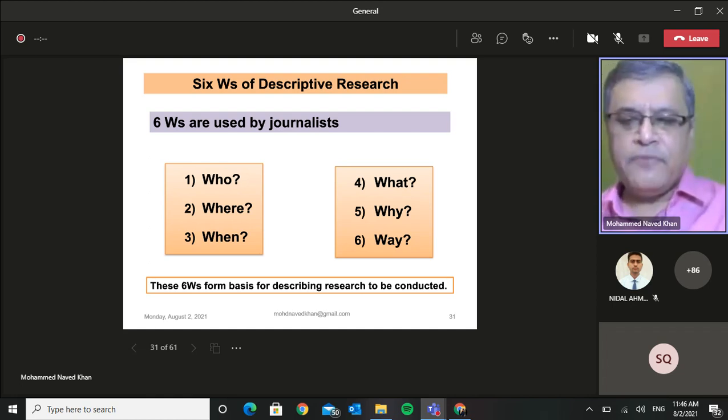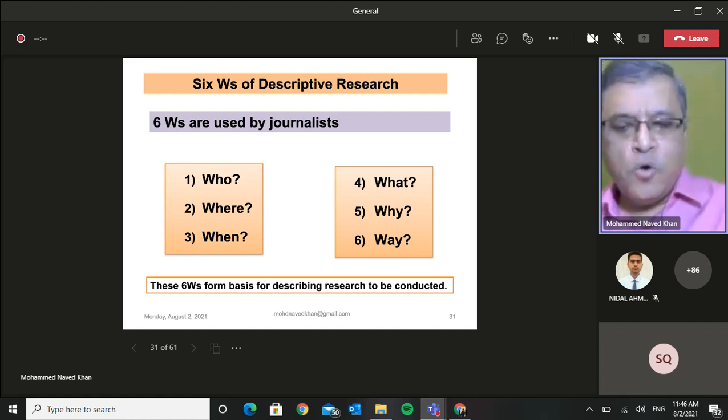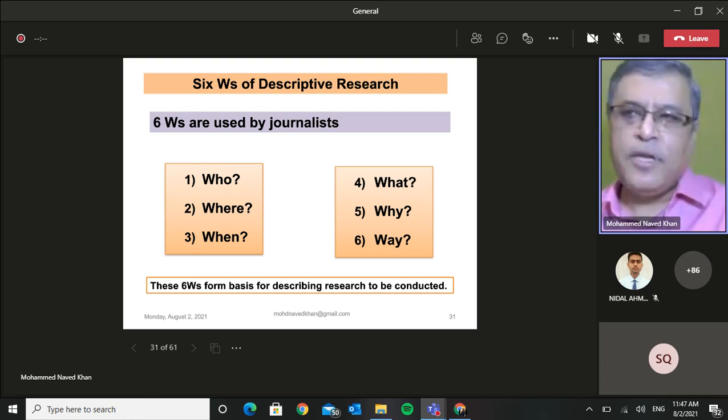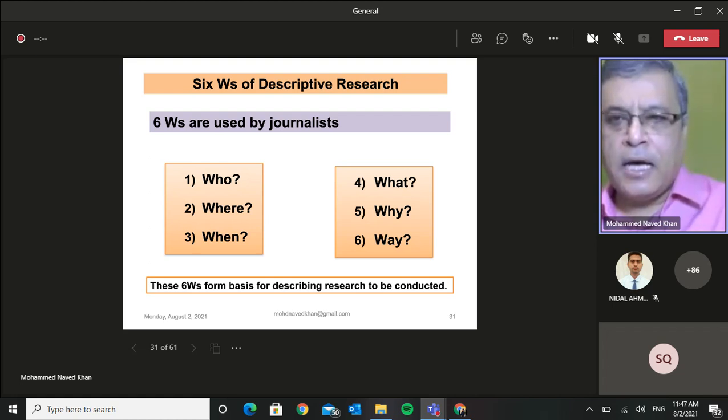Let me repeat that when we are carrying out descriptive research, we need to be clear about the 6 W's, and these are who, where, when, what, why, and the way. Who refers to who should be contacted. When we say where, we should be clear regarding where that individual should be contacted. For example, if employees are of interest to you, ideally you should be contacting them in the organization. Suppose the respondents of interest are family members, ideally you should be contacting them in their home settings, while they are at their homes.